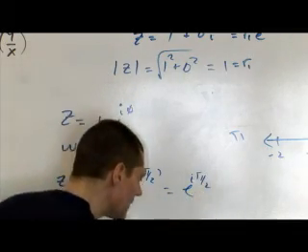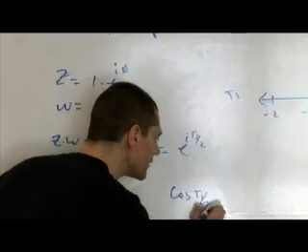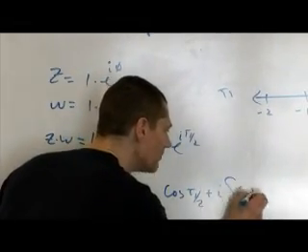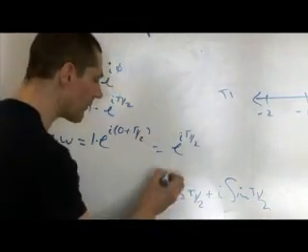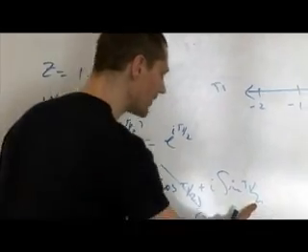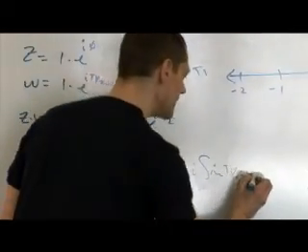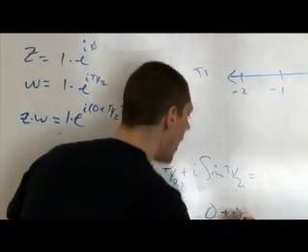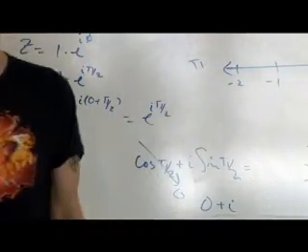What does this mean? This is cosine pi over 2 plus I sine pi over 2. Cosine pi over 2 is 0, and sine pi over 2 is 1. This is equal to 0 plus I, which is, of course, exactly where we want it to go.